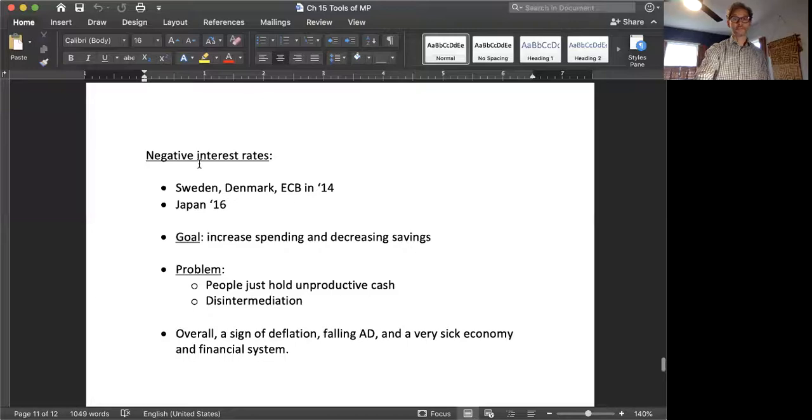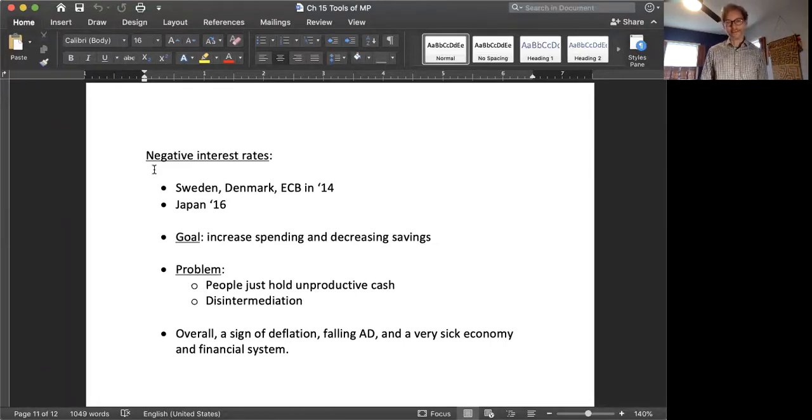Some central banks have even pushed interest rates negative, right? And if you think about that, that is a bizarre world. We've talked about negative interest rates before. This world in which you put money in the bank and you have to pay for the right to save money, right? Sweden and Denmark, and the European Central Bank in 2014, Japan in 2016. There's been some talk about the central bank pushing interest rates negative. The goal is if you push interest rates negative enough, people don't want to save, they just want to spend, and maybe that will stimulate the economy.